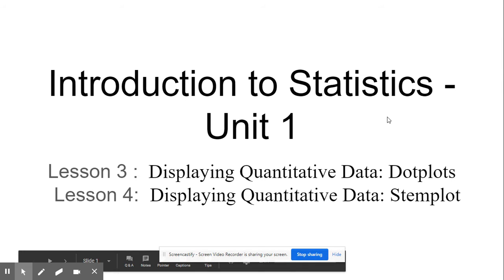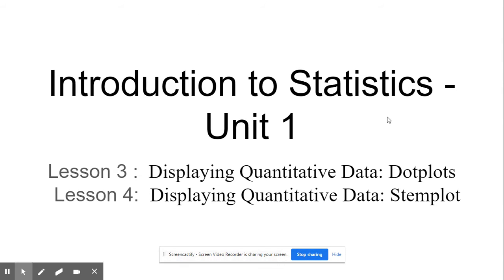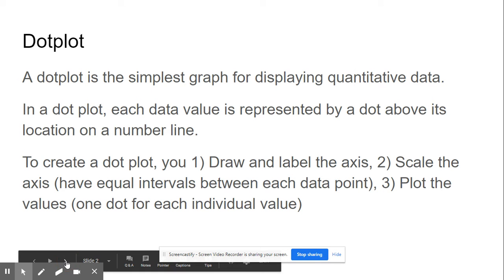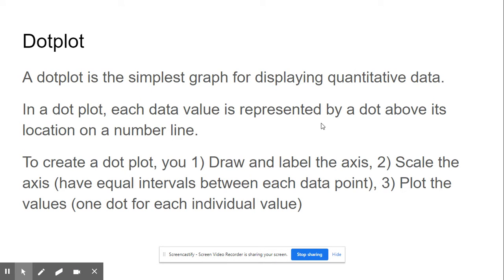Welcome to Introduction to Statistics, Unit 1, Lesson 3, Displaying Quantitative Data: Dot Plots, and Lesson 4, Displaying Quantitative Data: Stem Plots. A dot plot is the simplest graph for displaying quantitative data.